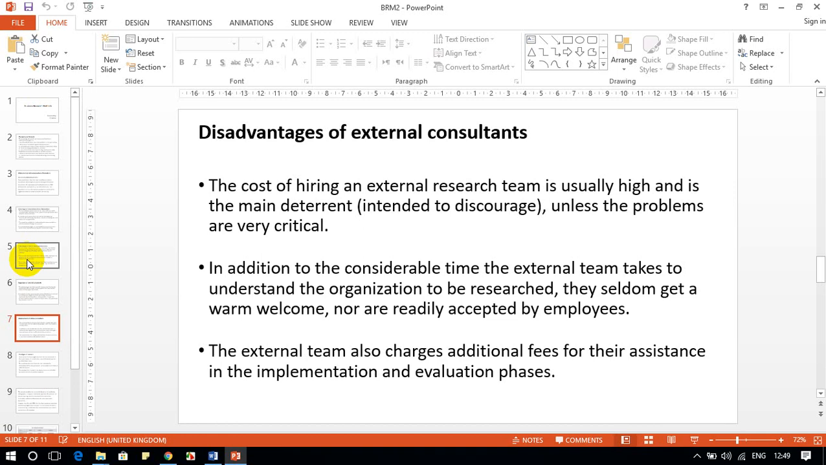And the last thing is that the external team also charges additional fees for their assistance in the implementation and evaluation phase. Exactly, apart from their duties and responsibilities, if you assign a task of investigation, they will always charge a package of money for their extra work, or for doing the research within the business organization. So the negative point is that having extra fees toward the research is one of the negative points toward the external consultants.